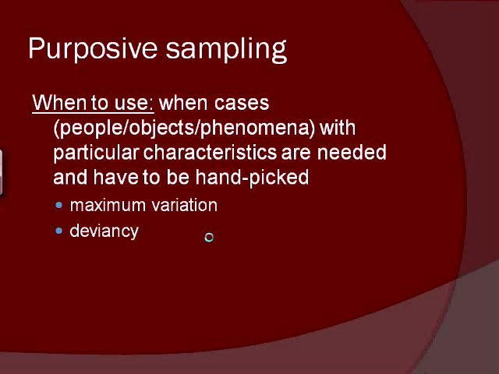So once again, purposive sampling involves hand picking the cases, examining every individual, not just picking anybody or anything, but carefully thinking about every single part of your sample, every single case in your sample, person or object or event, to make sure that you have a specific type of sample, either a very diverse sample, that is maximum variation sampling, or a sample of very extreme cases, that is deviancy sampling.